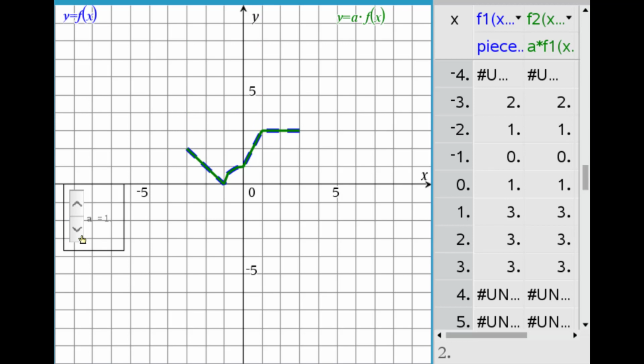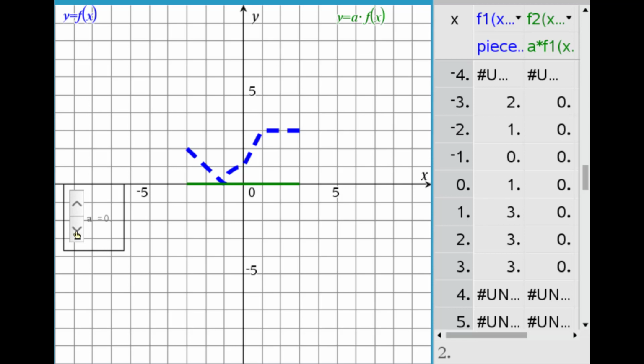So let's now go ahead and look at values between 0 and 1. Using a step size of 0.25 or a quarter, here's y equals 3/4 times this f of x. Here's y equals 1/2 times f of x, y equals 1/4 of f of x, and y equals 0 f of x. Next, we'll look at negative values for a.